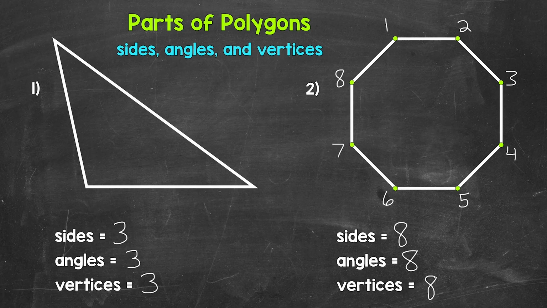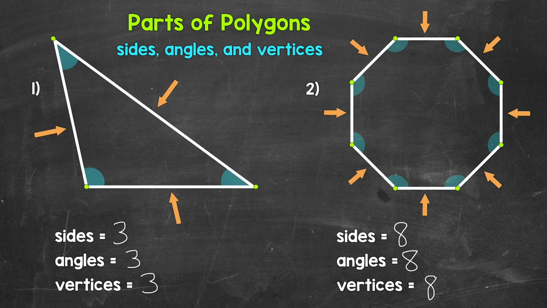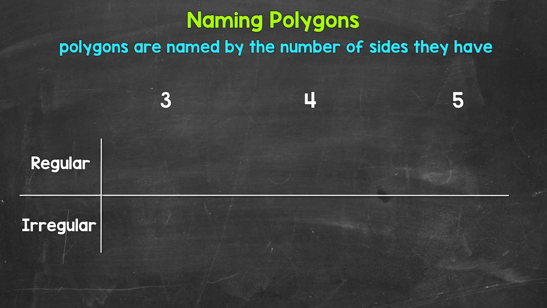Now to wrap things up here, let's do a quick visual recap, so something we can see. Let's show all of the sides, angles, and vertices of our polygons. And there they all are. Now let's move on to naming polygons. Let's take a look at naming polygons.